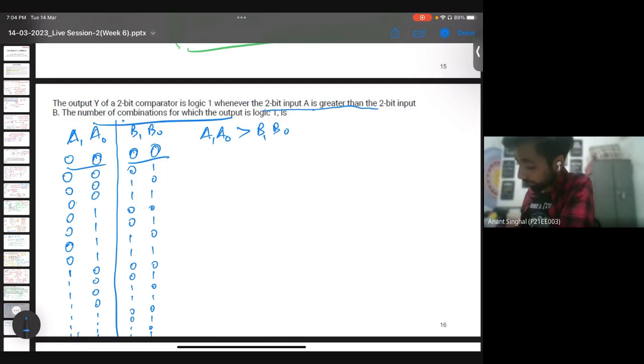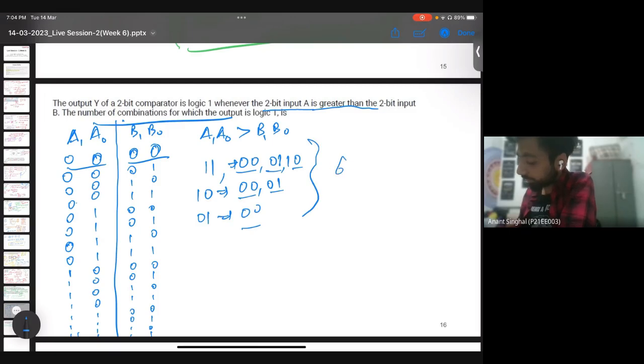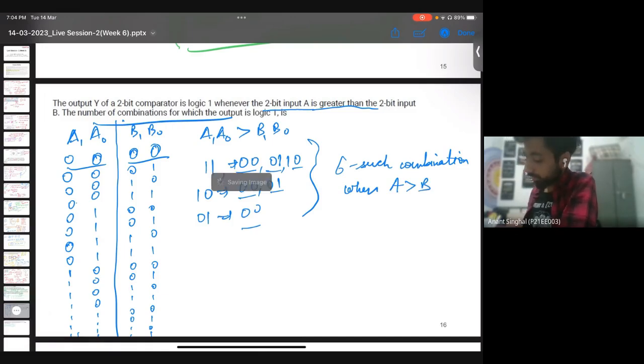So we can check A is greater than B when A is 1, 1 and B is 0, 0, 0, 1, and 1, 0. And when A is 1, 0, then B is 0, 0, 0, 1. When A is 0, 1, then B is 0, 0. So there are 1, 2, 3, 4, 5, 6 such combinations when A is greater than B. So we have written all those 6 combinations out of this total 16 combinations.